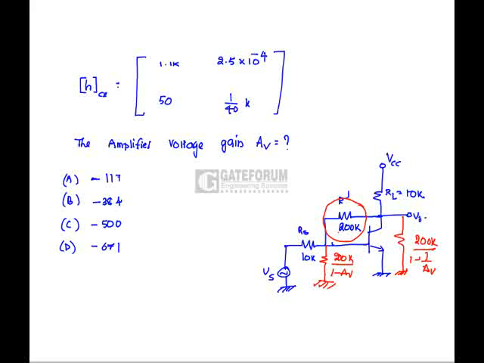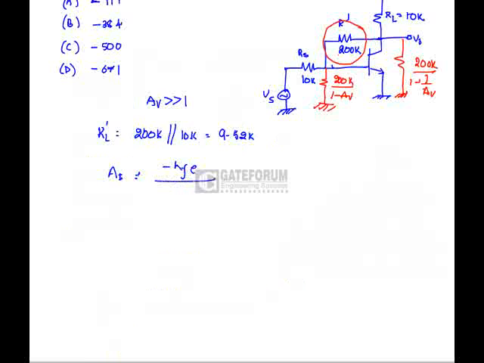So RL dash is nothing but 200k, because AV is much greater than 1, 200k in parallel with 10k, which is 9.52k. So the current gain is nothing but minus HFE divided by 1 plus HOE RL dash, which is minus 50 divided by 1 plus RL dash 9.52 divided by 40, which is equal to minus 40.3.